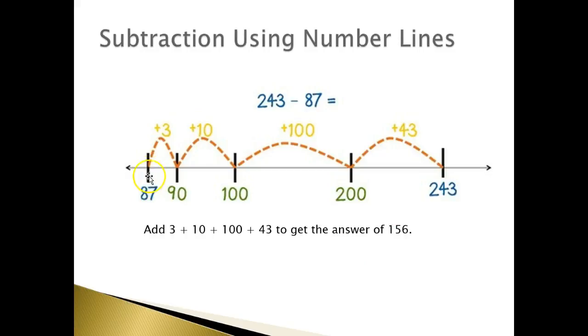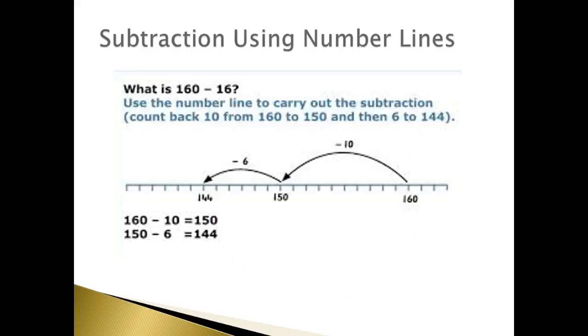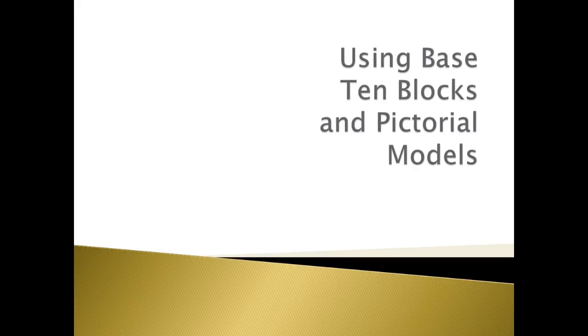So we start with 87, we add 3 to come to a friendly number of 90, and then we can have multiples of 10 or 100, and then we'll go up to 243. And we just add the yellow numbers to get our sum of 156. When we subtract, we can also start from the larger number and work backwards by subtracting 10 and then subtracting 6. We can also use base 10 blocks and pictorial models with this SE.